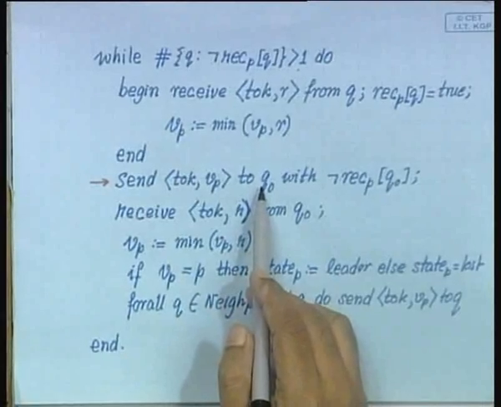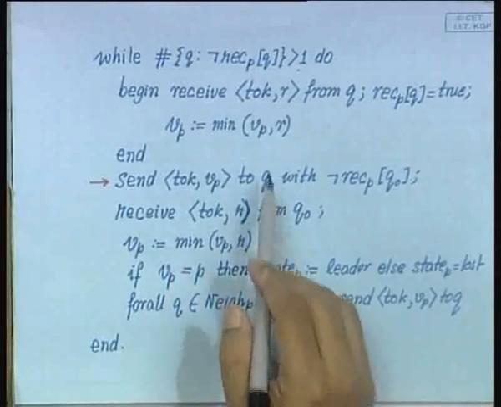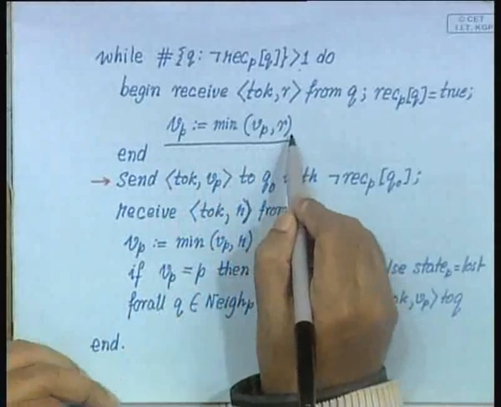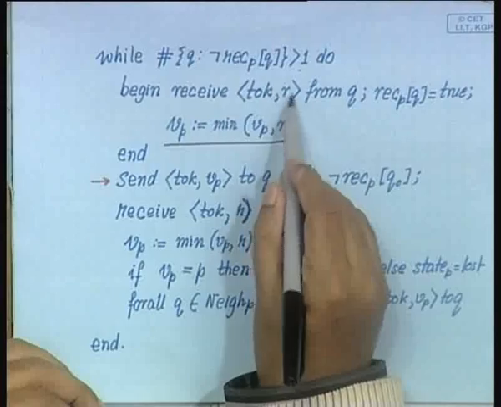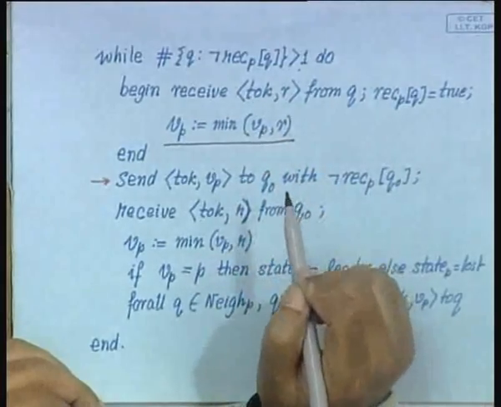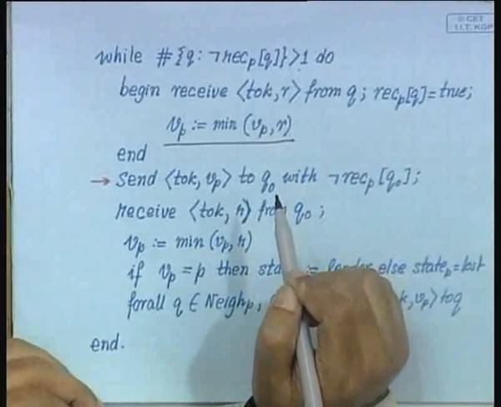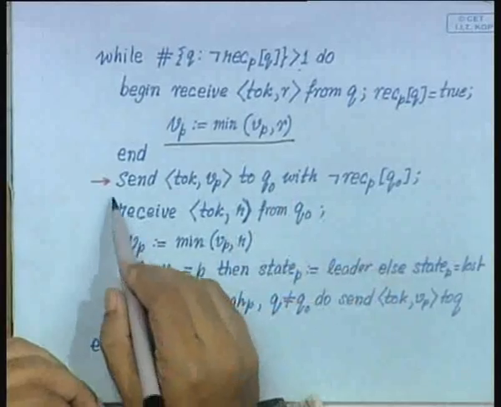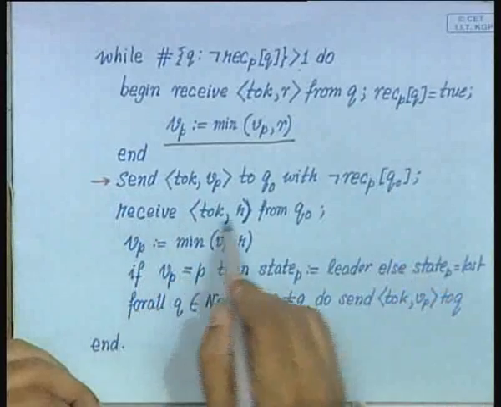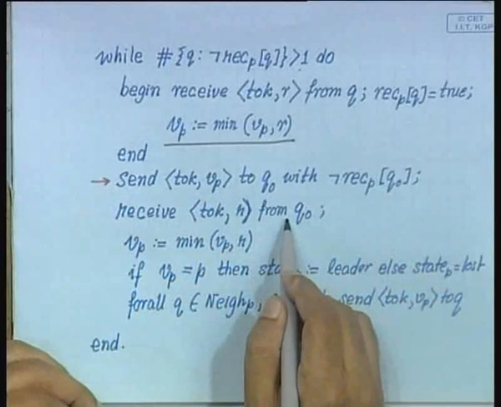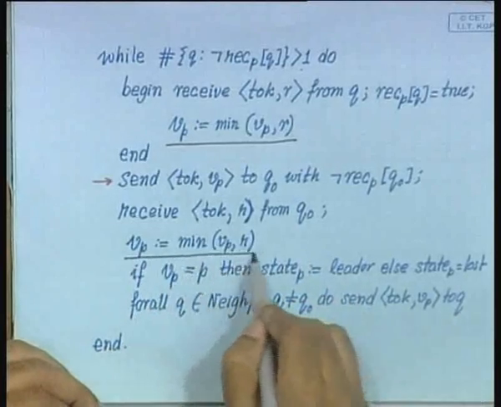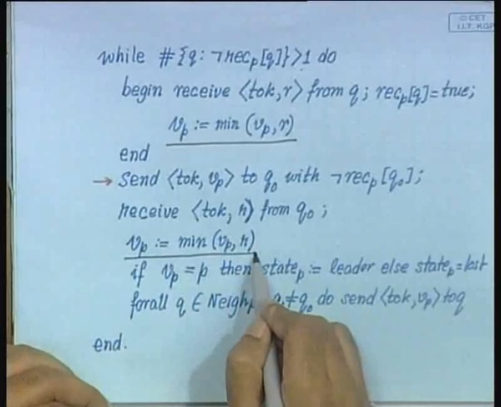right. And whenever you get the tokens, you always compute Vp to be minimum of Vp and the value that is contained in the token, right. All right. And then this is the place where the last token is sent, this is the place where the last token is received, and again you do Vp equal to minimum Vp, r, right.